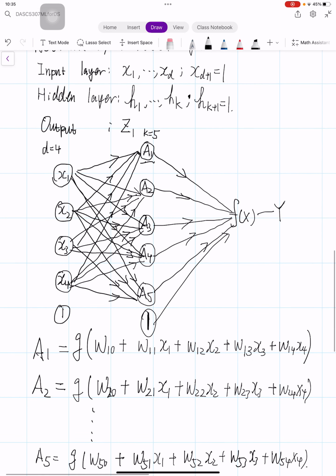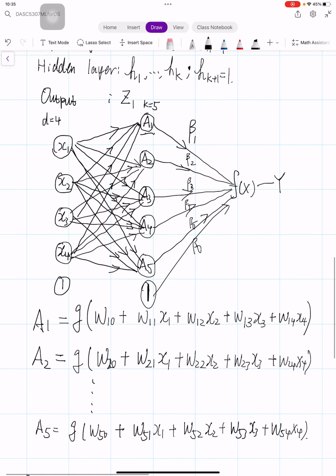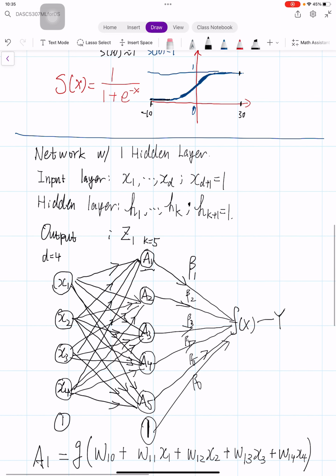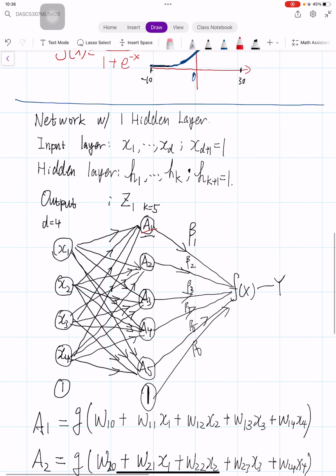So you can think each line represents some weight: beta 0, beta 1, 2, 3, 4, 5. And then maybe we can also label the weights. If you transform to node one, we use omega 10 to denote it.